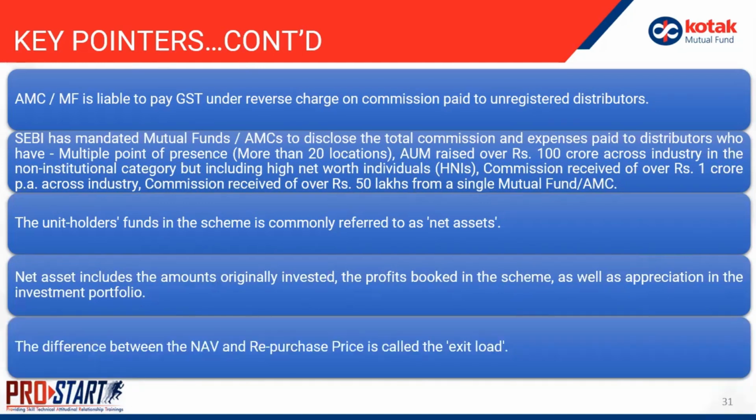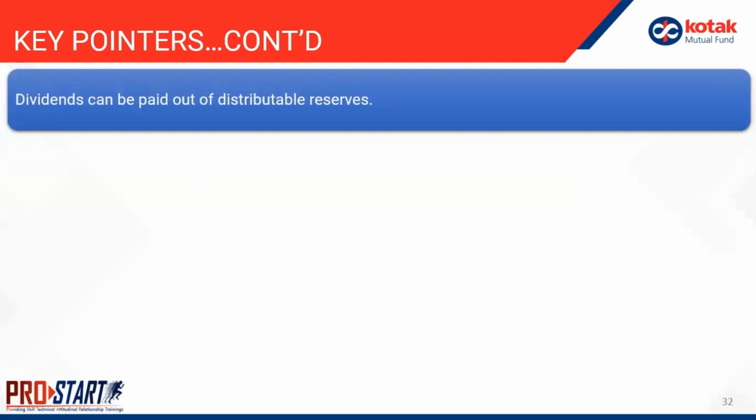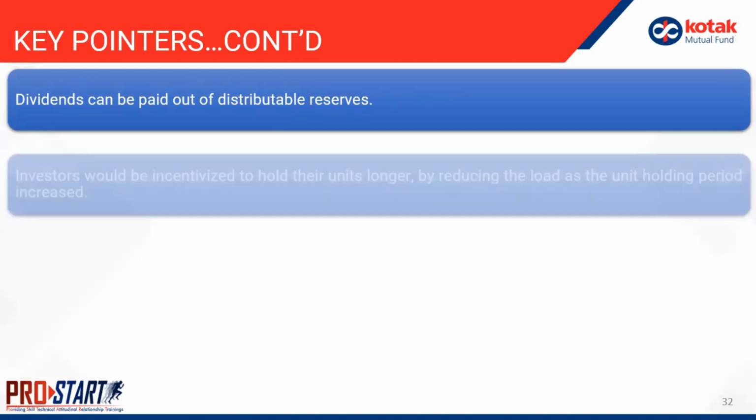The difference between NAV and repurchase price is called the exit load. ये तो start में देखा है. Dividends can be paid out of distributable reserves. So this is an option that the funds have, and we have discussed it enough that if the investors are unable to make better use of it, they can opt for a dividend reinvestment option.